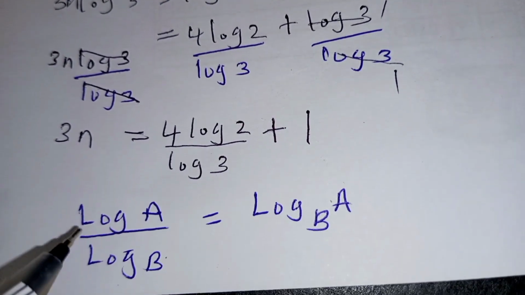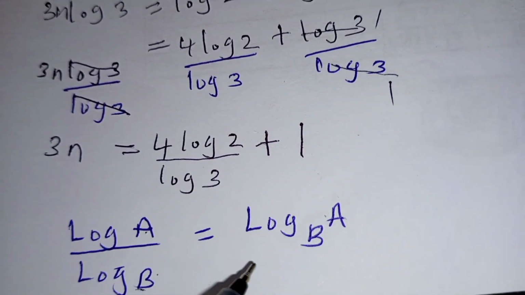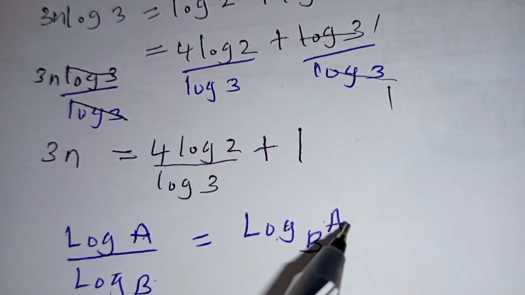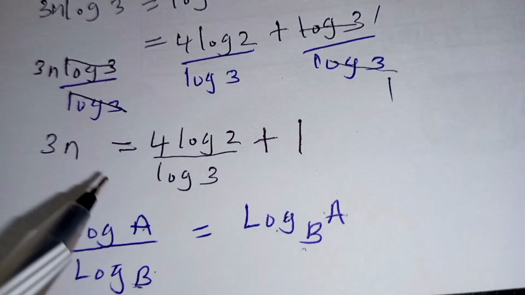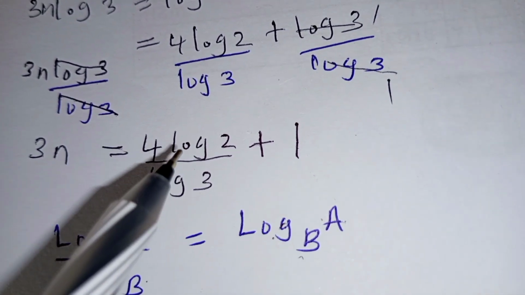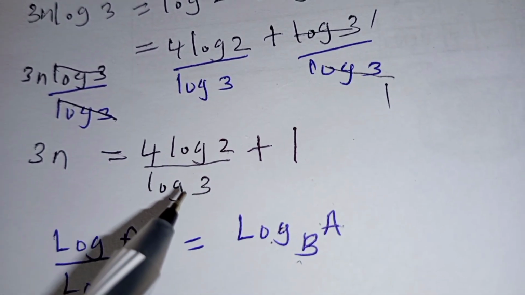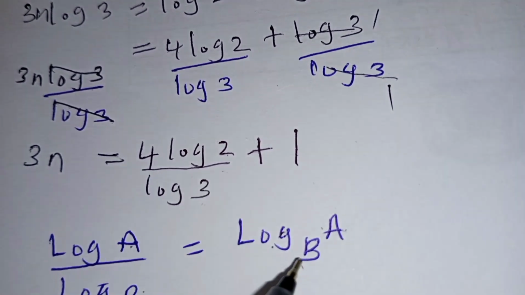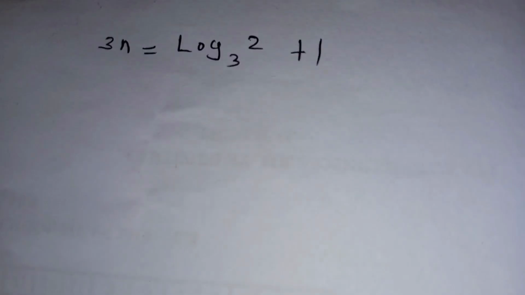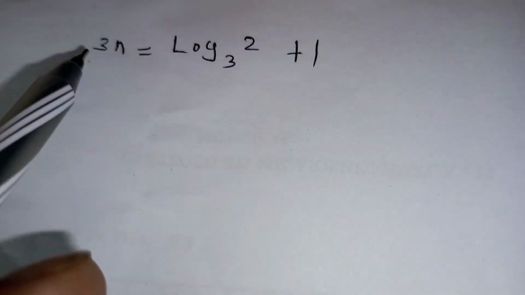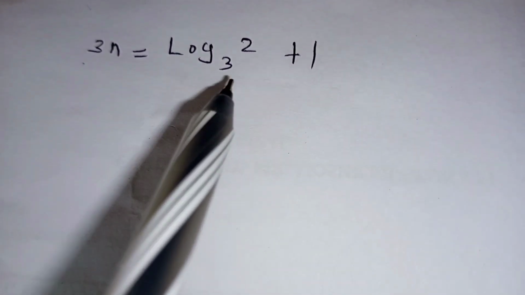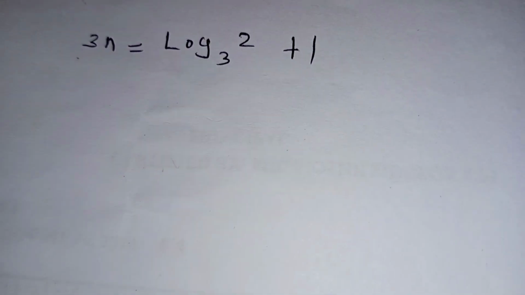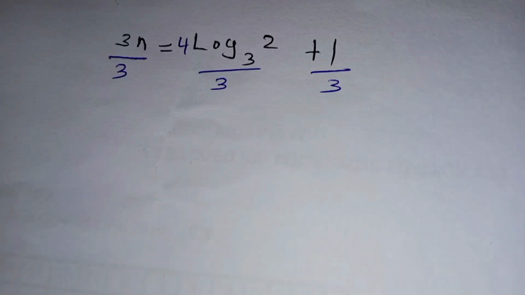When you have log of a divided by log of b, the result is the same as log of a to base b. So in our case, here we have log of 2 divided by log of 3. So we shall have log of 2 to base 3. We have 3n equals log of 2 to base 3 plus 1. Then we divide by 3 throughout.